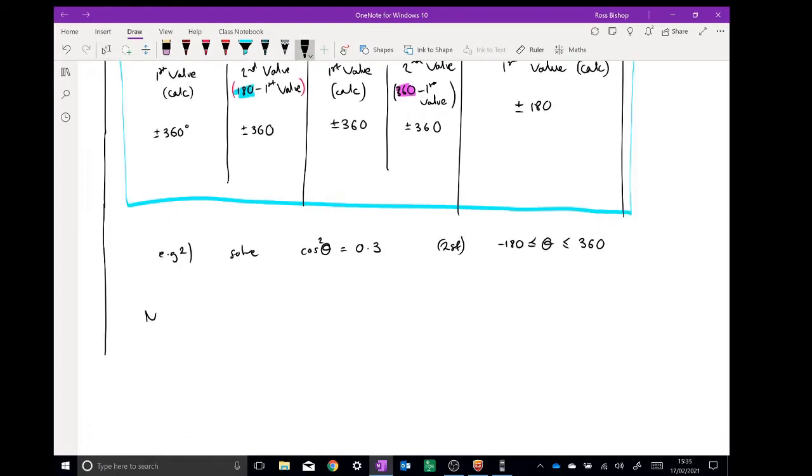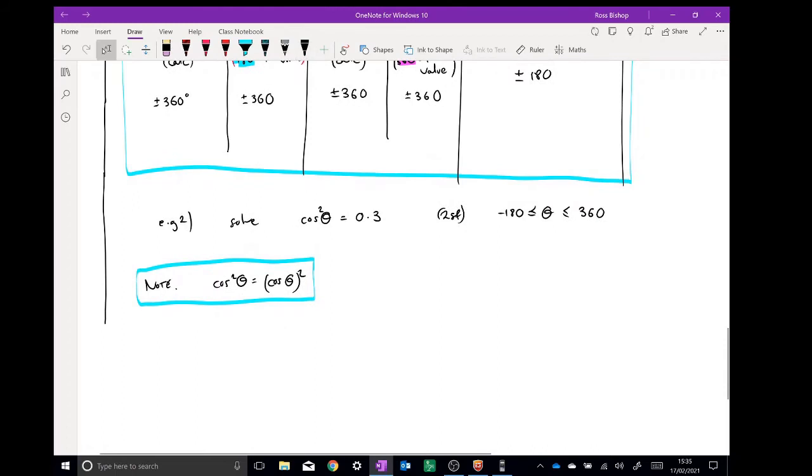Right, note, this is really important to note down. Cos squared theta is the same as cos theta squared. That is just the same thing. Okay, so cos squared theta means the same as cos in the brackets squared. Right, so how do we answer this question? Cos squared theta, I'm just going to rewrite it as that.